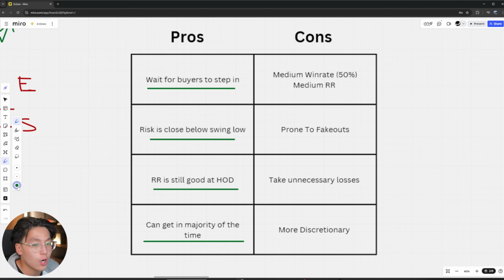As for cons, some of the cons that we do have in this case is it's a medium win rate around a 50%. Depending on the market conditions, it could be a little bit lower. What we do have is a 50% win rate with medium risk reward. I wouldn't really consider this a con.